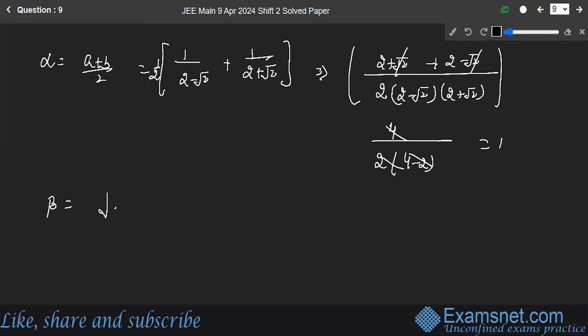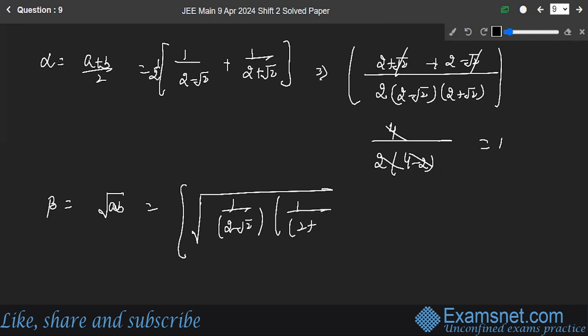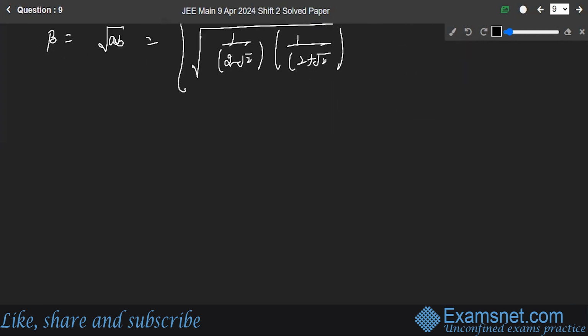And B is the GM. So that is equal to root of A and B, and that is equal to root of 1 upon this value. So this will give you root of 1 upon 4 minus 2, or this will be root of 1 upon 2.